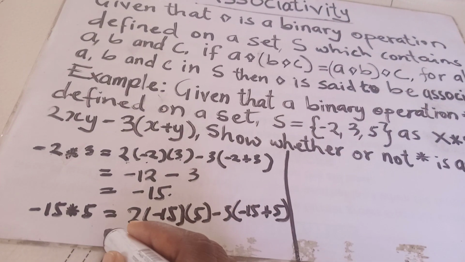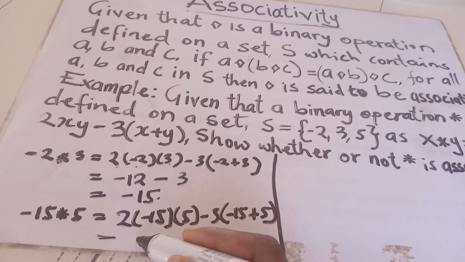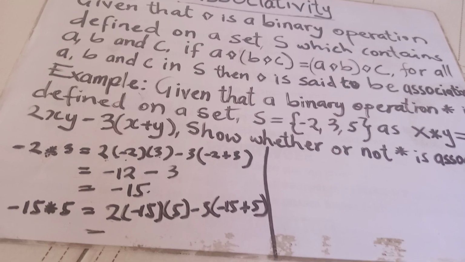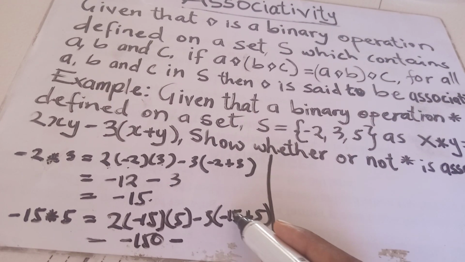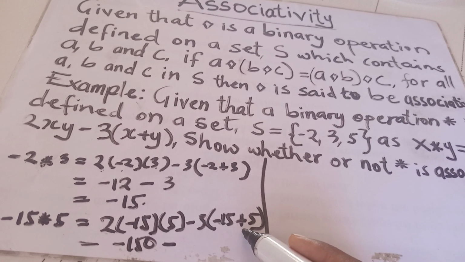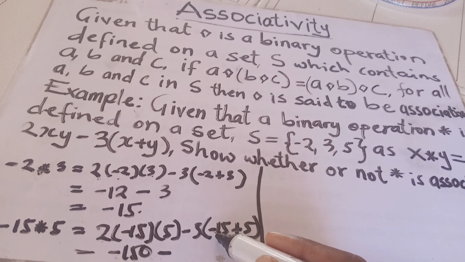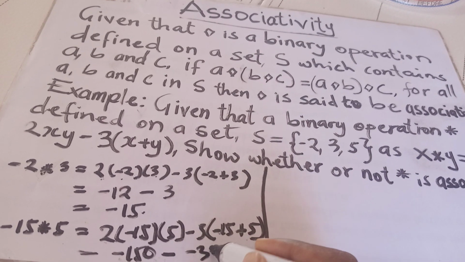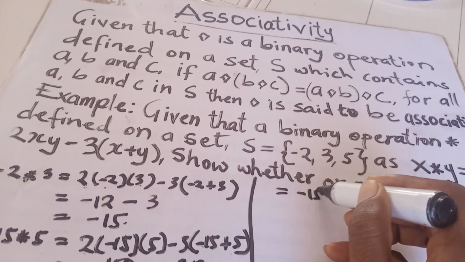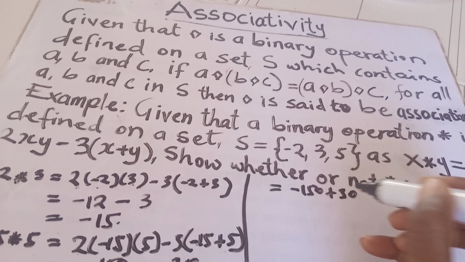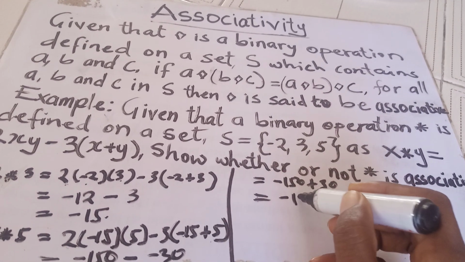Let's simplify this. -15 multiplied by 2 gives -30, multiplied by 5 gives -150. Then minus 3 times (-15 plus 5), which is -10, multiplied by 3 gives -30. When we simplify this, we have -150 plus 30, and this produces -120.